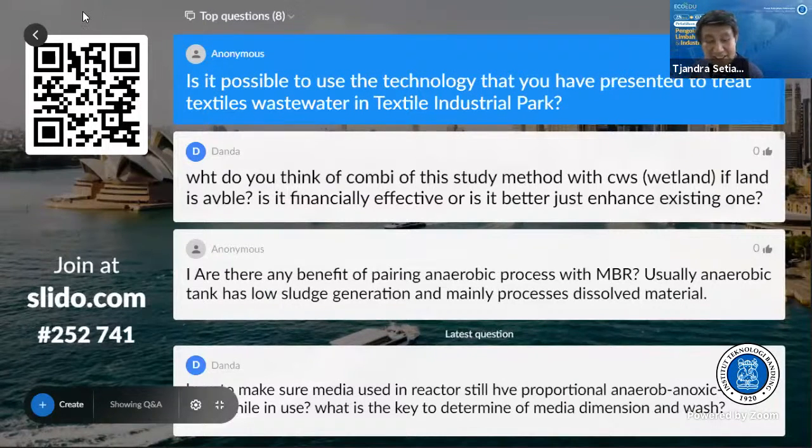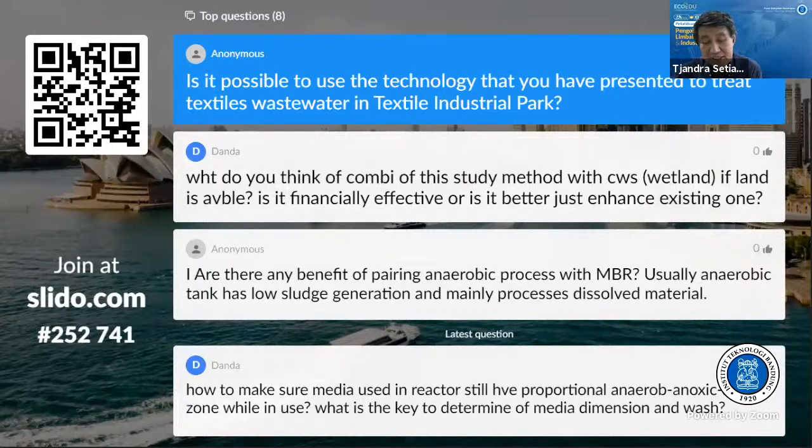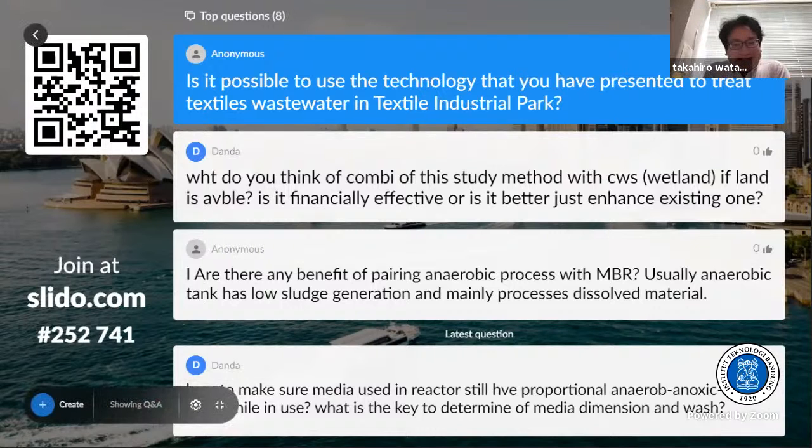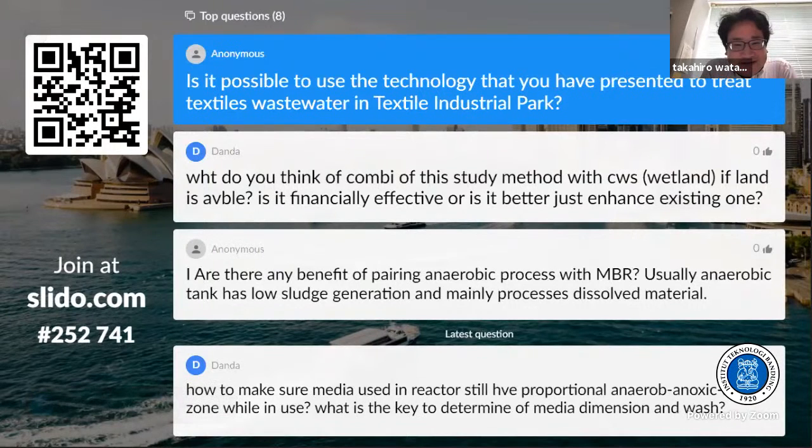So what do you think about combining the study method with a constructed wetland, if land is available? Is it financially effective, or is it better to enhance the existing one? Please, Dr. Watari, probably you can address this one. Actually, I don't have much knowledge about wetlands. But is it possible to treat textile wastewater in a wetland?